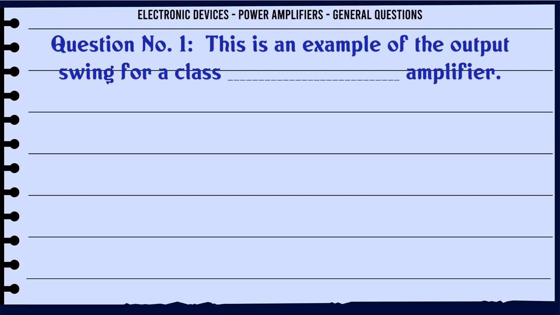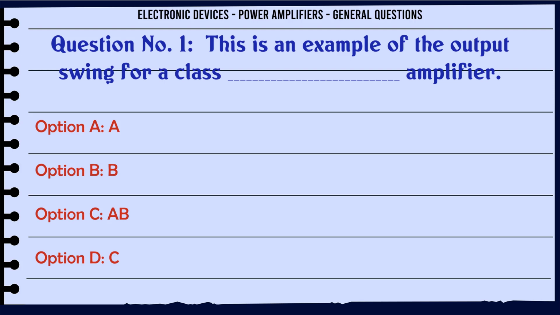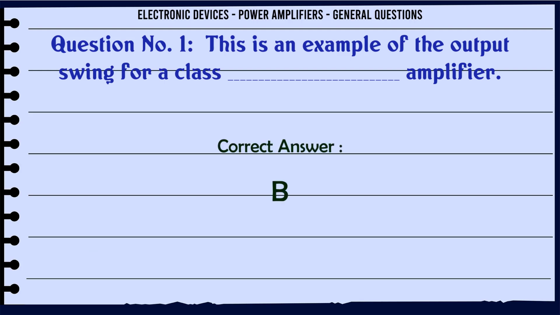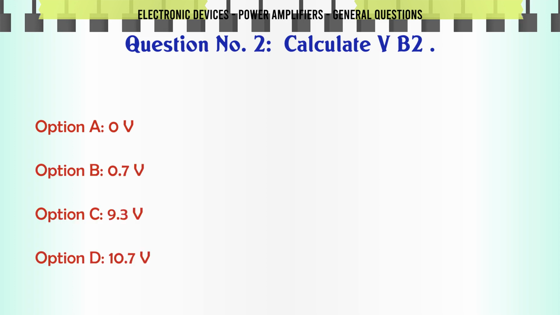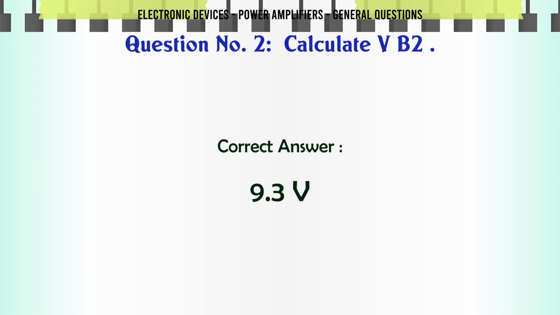This is an example of the output swing for a Class A amplifier. A, B, B, C, A, B, D, C. The correct answer is B. Calculate VB2. A: 0V, B: 0.7V, C: 9.3V, D: 10.7V. The correct answer is 9.3V.